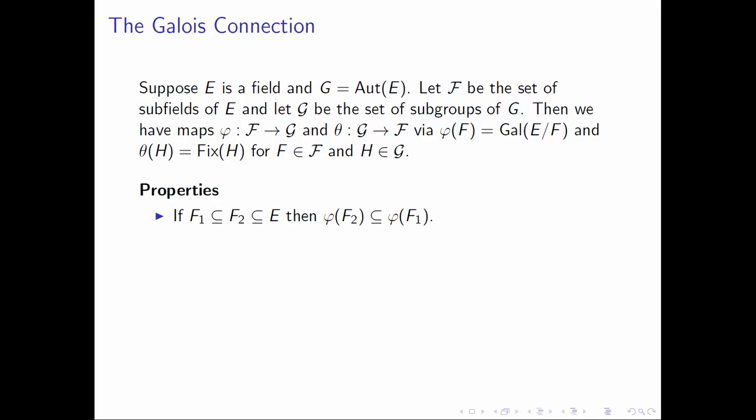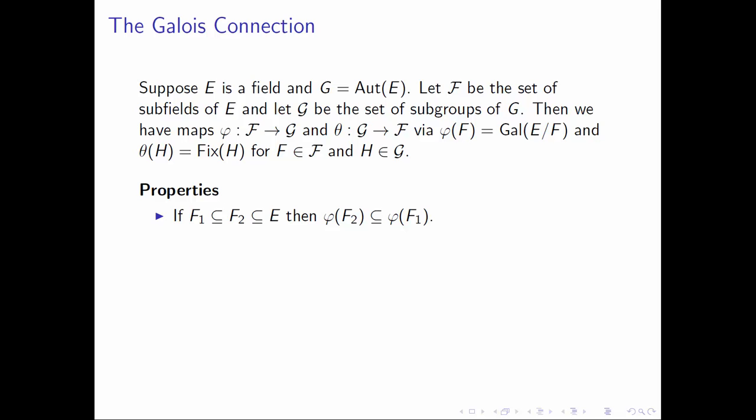The first two properties are that these maps are what's called order reversing. What we mean by that is if we have F1, a field contained in F2, and both of these are contained in E, so that both F1 and F2 belong to script F, then when we apply phi to F1 and phi to F2, the containment reverses, and we have phi of F2 is a subset of phi of F1. When you say this out loud, it should make a lot of sense.